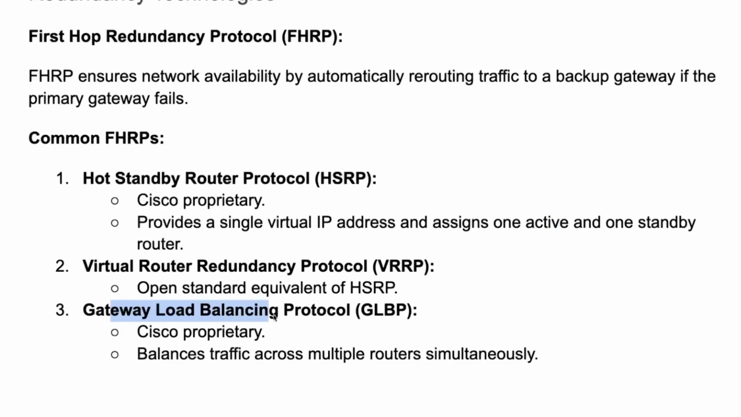And then we have the gateway load balancing protocol, which is Cisco proprietary, and it balances traffic across multiple routers simultaneously. And this is load balancing. So this is similar to what we do with load balancers with traffic that's coming into a network, just in case there is a flood of traffic that comes in and we don't want the server to crash. So we use a load balancer to distribute the traffic among multiple servers. Same thing, except now we're doing it across multiple routers so that the traffic does not crash any given router.